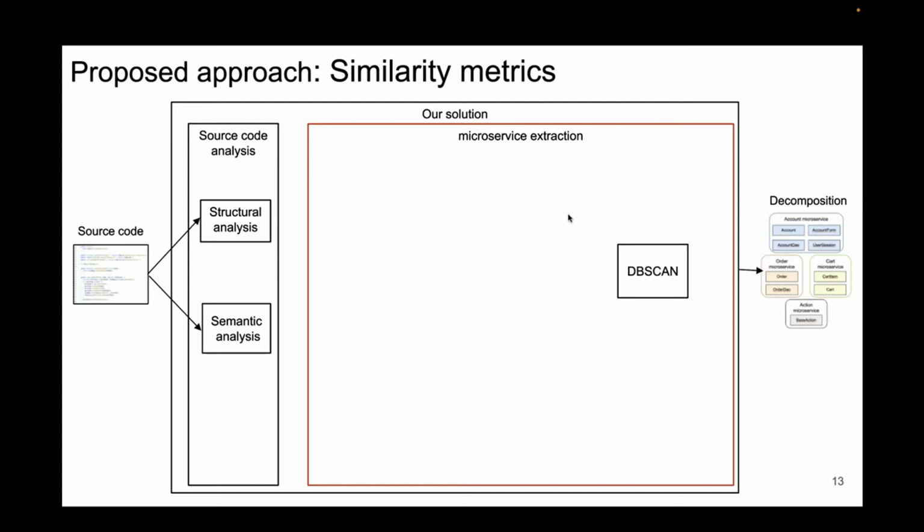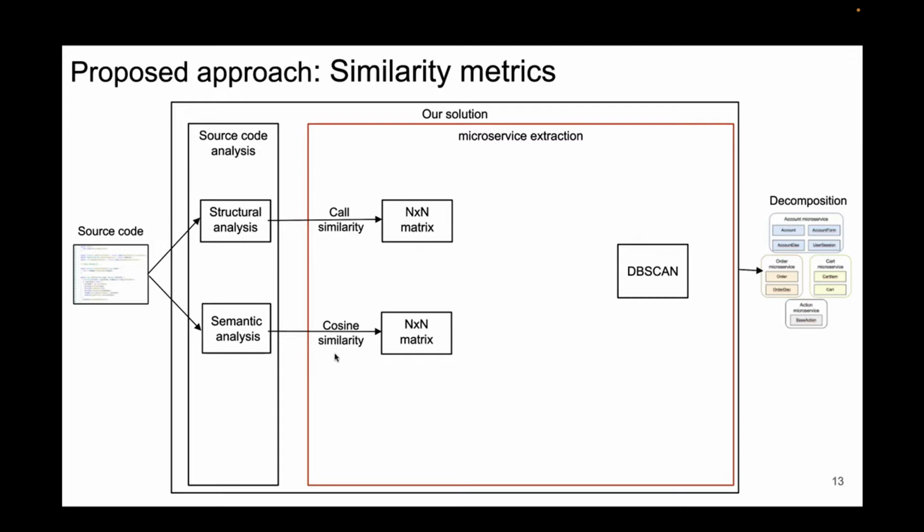And given that the structural analysis matrix and the semantic analysis matrix represent different aspects and different ranges of values, we can define the same similarity function for both of them. So for structural analysis, we use the function that we call similarity, which measures the ratio of shared calls between two classes. Its result is an n by n matrix where n is the number of microservices and the values are between 0 and 1.